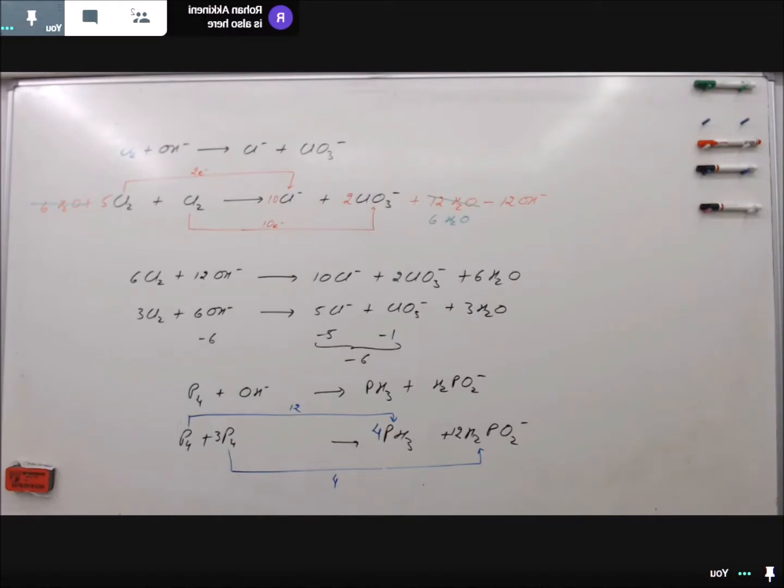Sir, we have 24 oxygen atoms, right? Yeah, then the next step would be to balance the oxygen atoms. So then we multiply by 24 H2O. Okay.